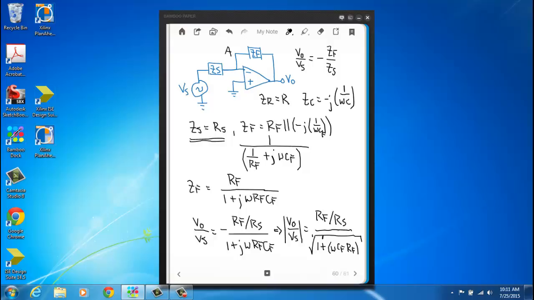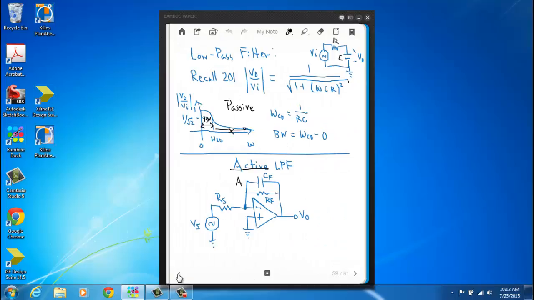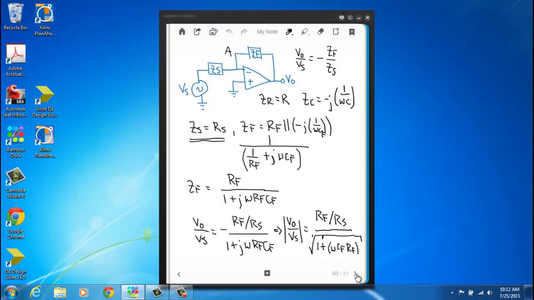Alright, so you see here's our expression for the magnitude of the ratio of Vout to Vin, where Vin is Vs. We'll compare that to what we had with our passive low-pass filter from our circuit theory, and you can see what's different is that instead of just 1 in the numerator, we have the ratio Rf to Rs. So that means that when omega is equal to 0, when we get our peak magnitude, well, it's determined by the ratio of the resistors. So we can get a greater output voltage than what we have at the input by setting the ratio of these resistors to greater than 1.